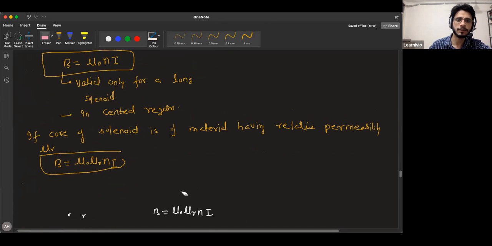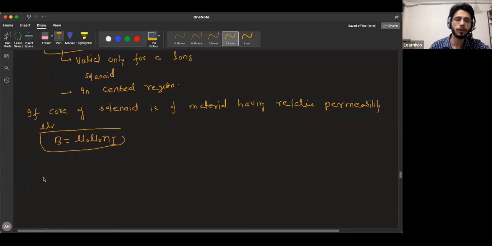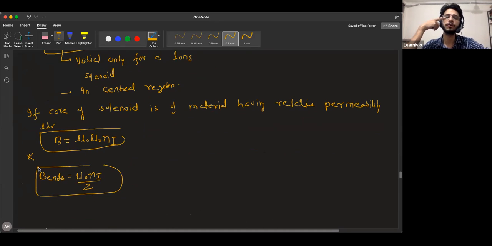And just one last thing. If instead of the center, you want to calculate the magnetic field at the ends of the solenoid, then at the ends, the magnetic field is just half of the center. We can't derive this expression using Ampere's circuital law. We derive it using Biot-Savart's law, but it's not a part of the syllabus, so I'm not deriving it here. But you should remember, at the center, the magnetic field is mu naught n I. At the ends, it will be mu naught n I by 2, right?